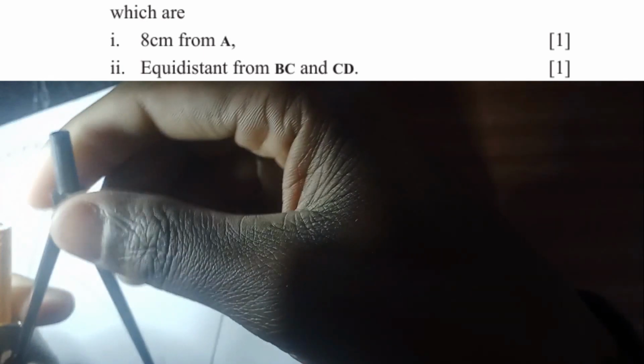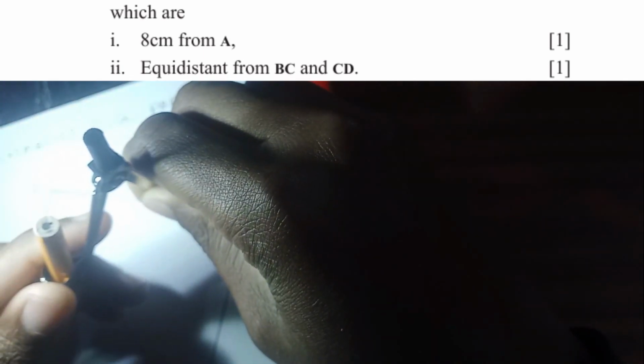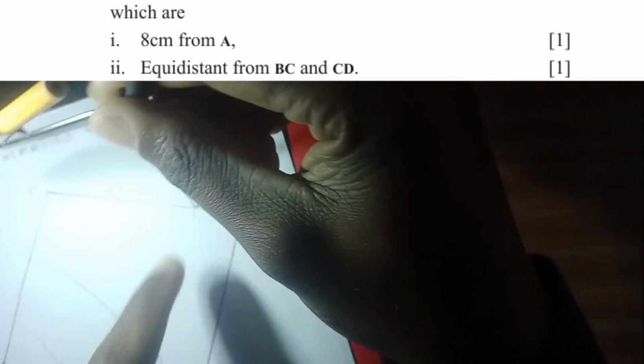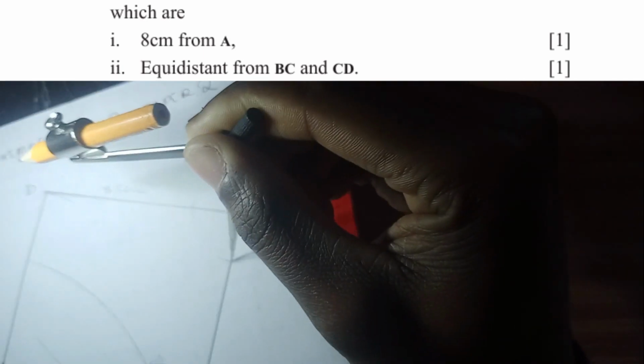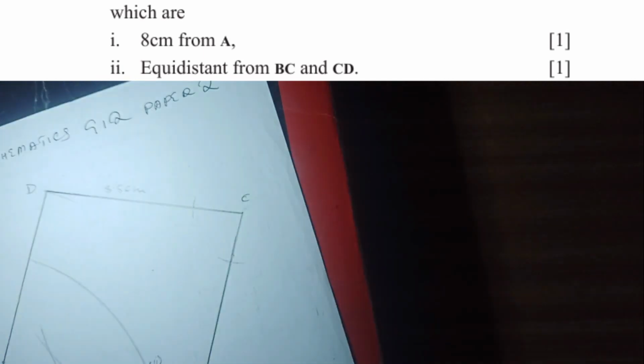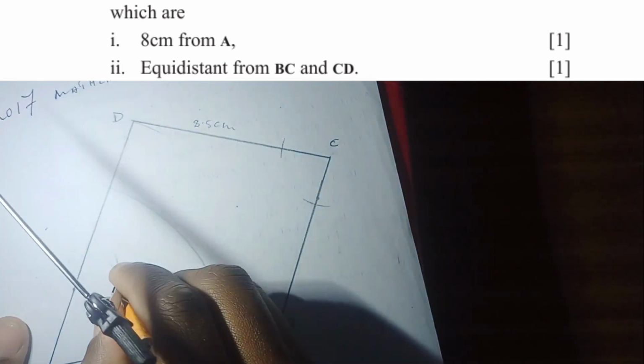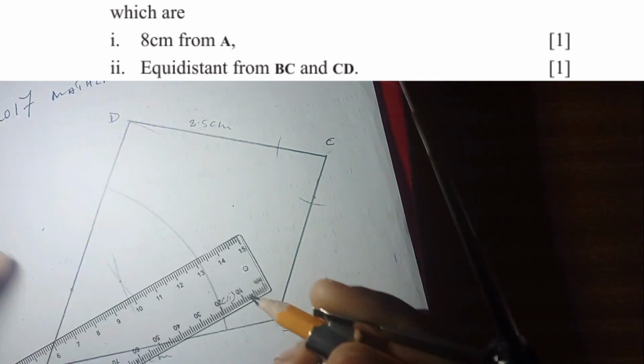After doing that, we can now choose a reasonable radius. As you can see, I've chosen this radius because I want the two arcs that I'm going to make to meet here. Once you have chosen that radius, make an arc. As you can see, I'm making an arc like so. Then, without changing the radius, shift the compass leg to the other line and make another arc to cut the first arc. As you can see, the arcs are meeting somewhere here. So that's where the angle bisector is going to pass.